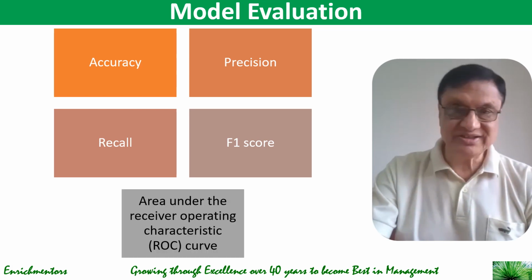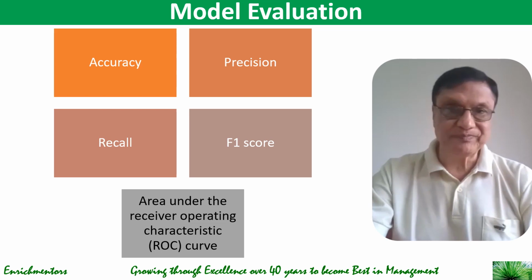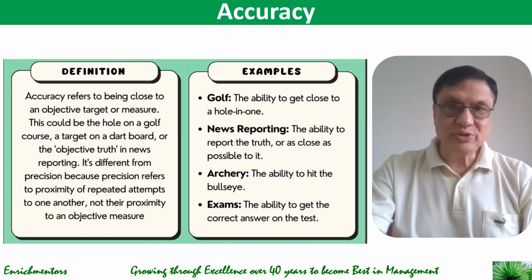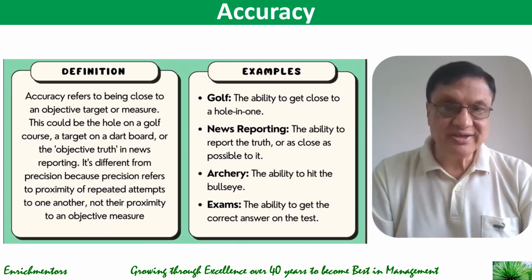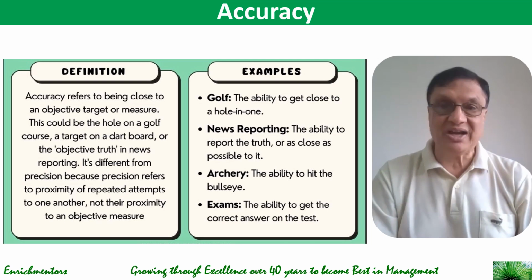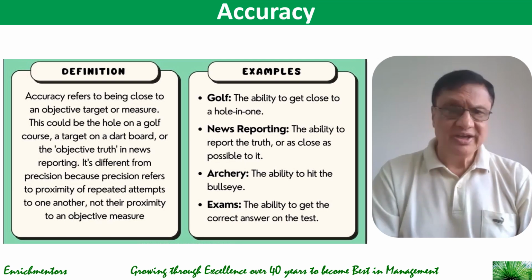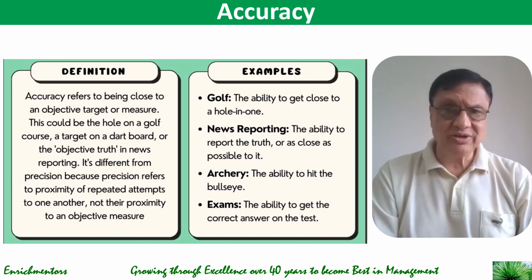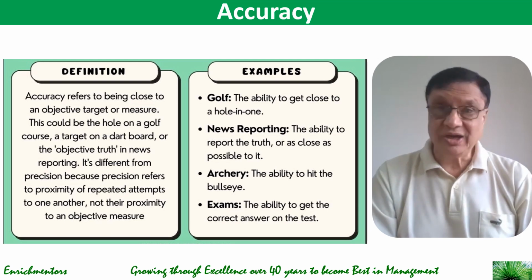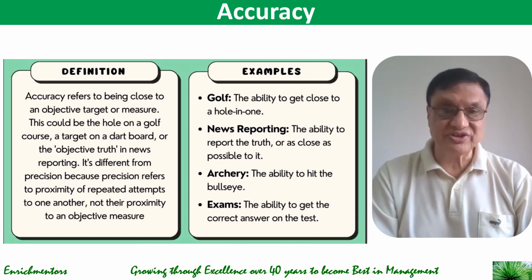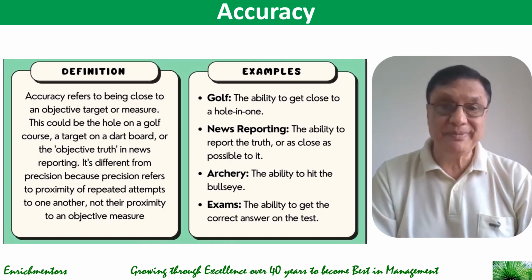Now, what are these? Let's take a look quickly at each of these. Accuracy is defined, as you see here, as being close to the objective target or measure. If you're talking of golf, it could be the hole in the golf or the target on the dartboard or objective truth in news reporting. It is different from precision, which concerns the proximity of repeated attempts, not necessarily near the goal, near the objective target or the golf hole.